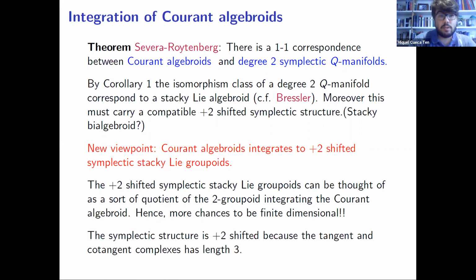And the last thing that I want to point out is that the symplectic structure is two-shifted because the tangent and cotangent complexes of Courant algebroids have length 3. And there is enough room to have two-shifted things because we have a groupoid object in differentiable stacks, and then we can have two-shifted symplectic structures. That is something that is not, as far as I know, already defined for differential geometry objects, but we have more or less a close definition that I hope to present soon in some other seminar.